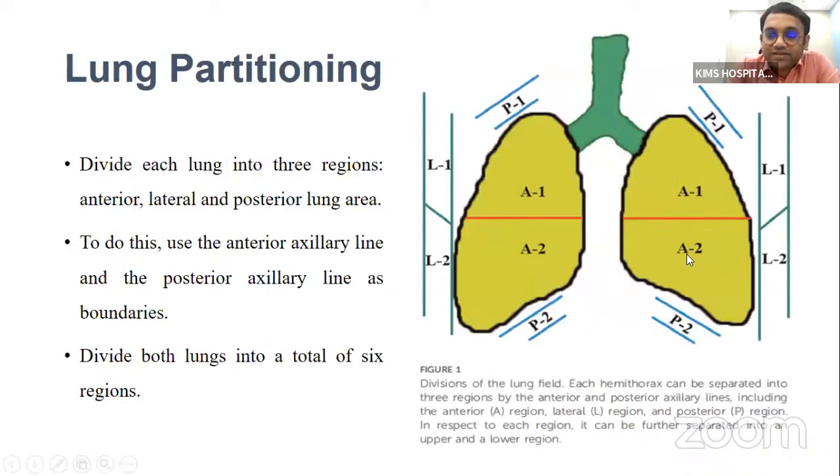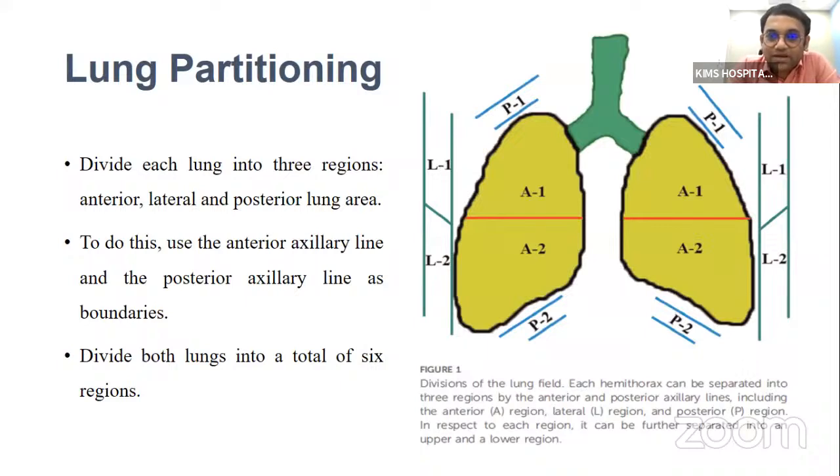So for convenience, we'll divide the lung into three regions. One is anterior, one is lateral, and the third is posterior. The boundaries are the anterior axillary line and the posterior axillary line. Anything anterior to the anterior axillary line is anterior, between the anterior and posterior axillary lines is lateral, and what is behind the posterior axillary line is posterior.